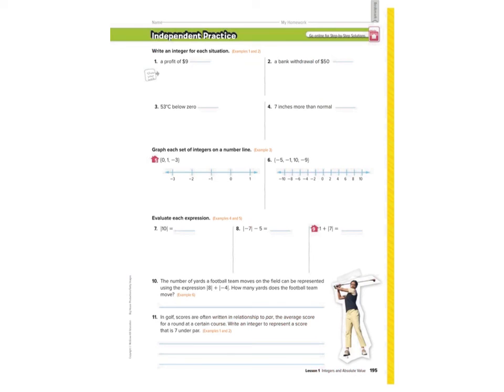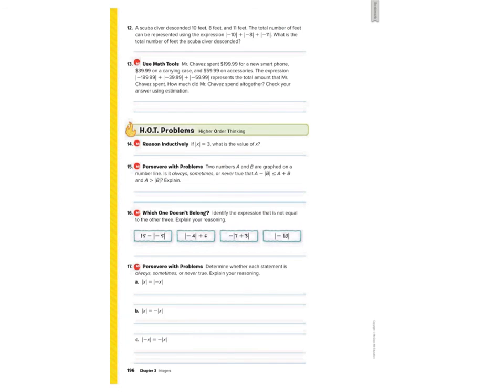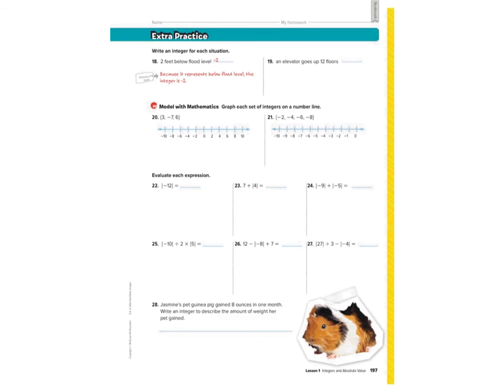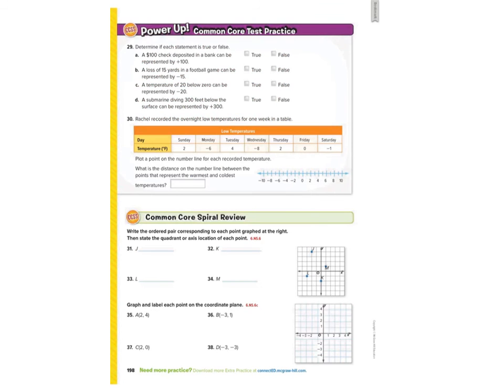All right, we're ready to go on to the independent practice, and I want you to do all of the questions on this page, page 195. That's part of your assignment. You do not have to do any of the questions on page 196 or any of the extra practice at this point.